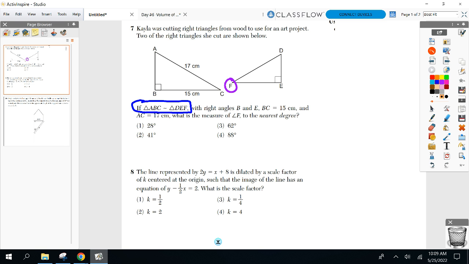They are congruent to each other. So angle F, the one I'm trying to find, has the exact same measure as angle C. F and C are congruent because they're similar. So now let's find angle C.